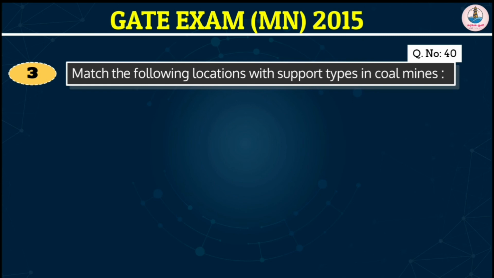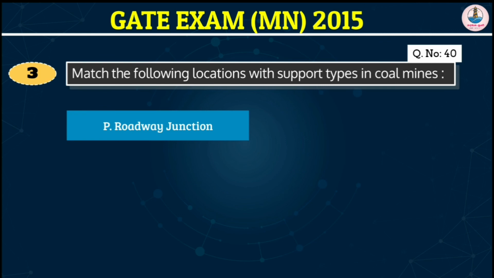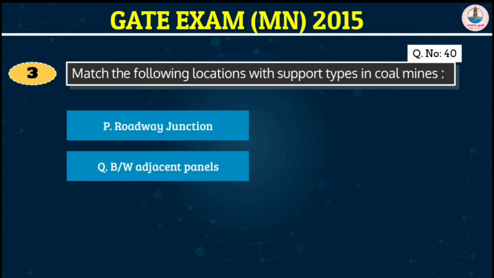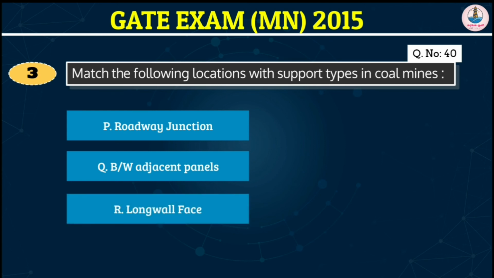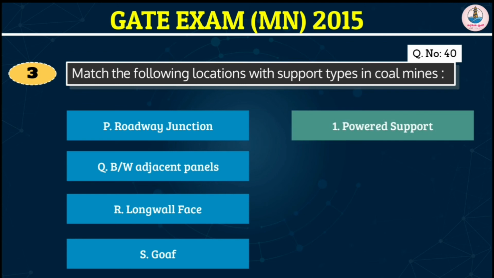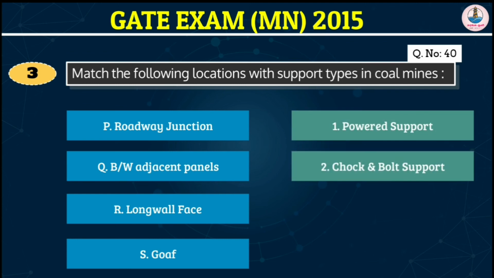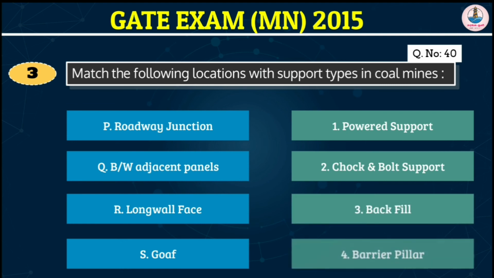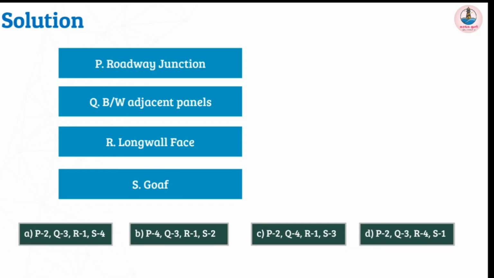Question number 40. Match the following locations with the support types in coal mines. The locations are P, roadway junction; Q, between adjacent panels; R, longwall face; S, goaf. We have to match them with the following: 1, powered support; 2, chock and bolt support; 3, backfill; 4, barrier pillar. The options for the question are given at the bottom.